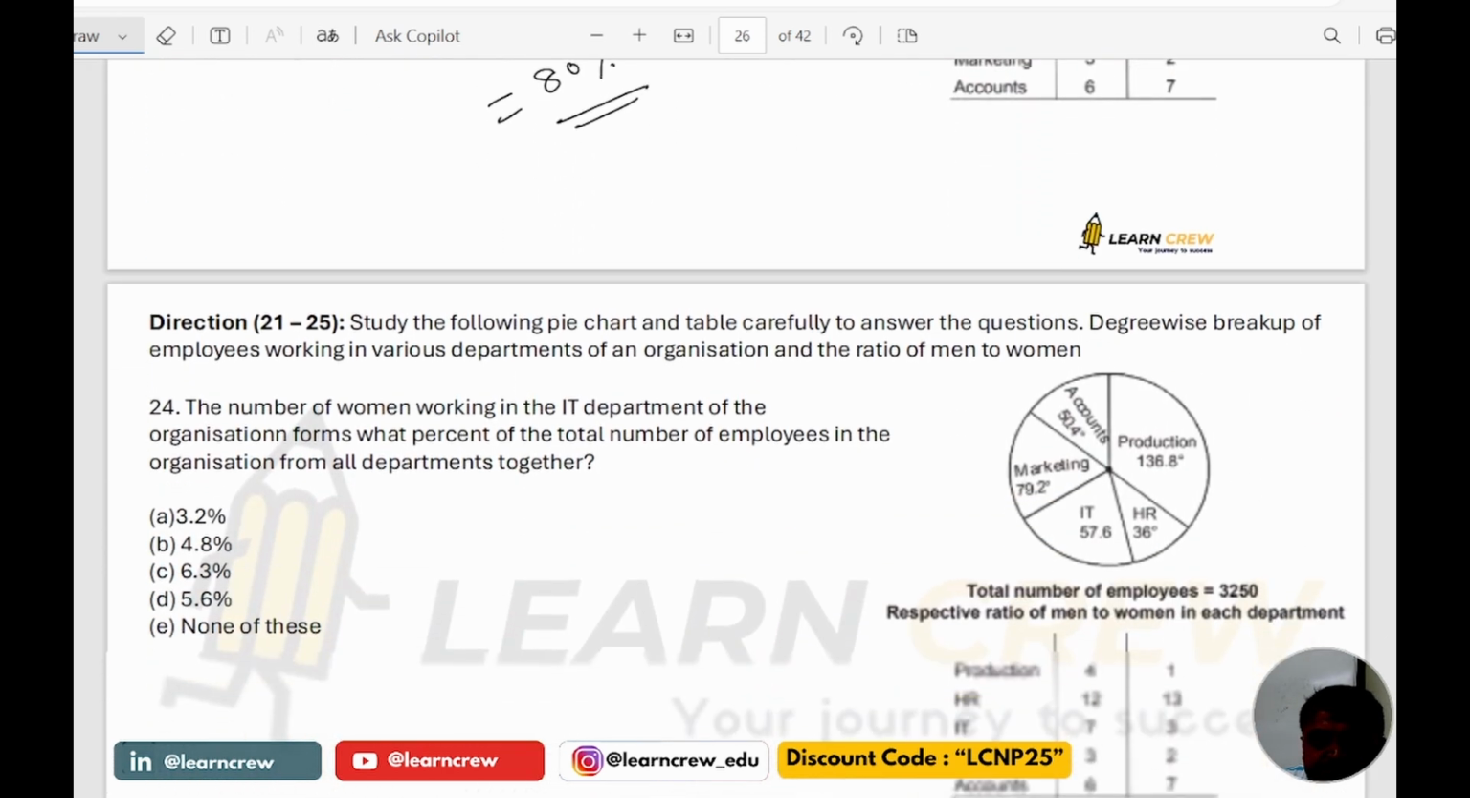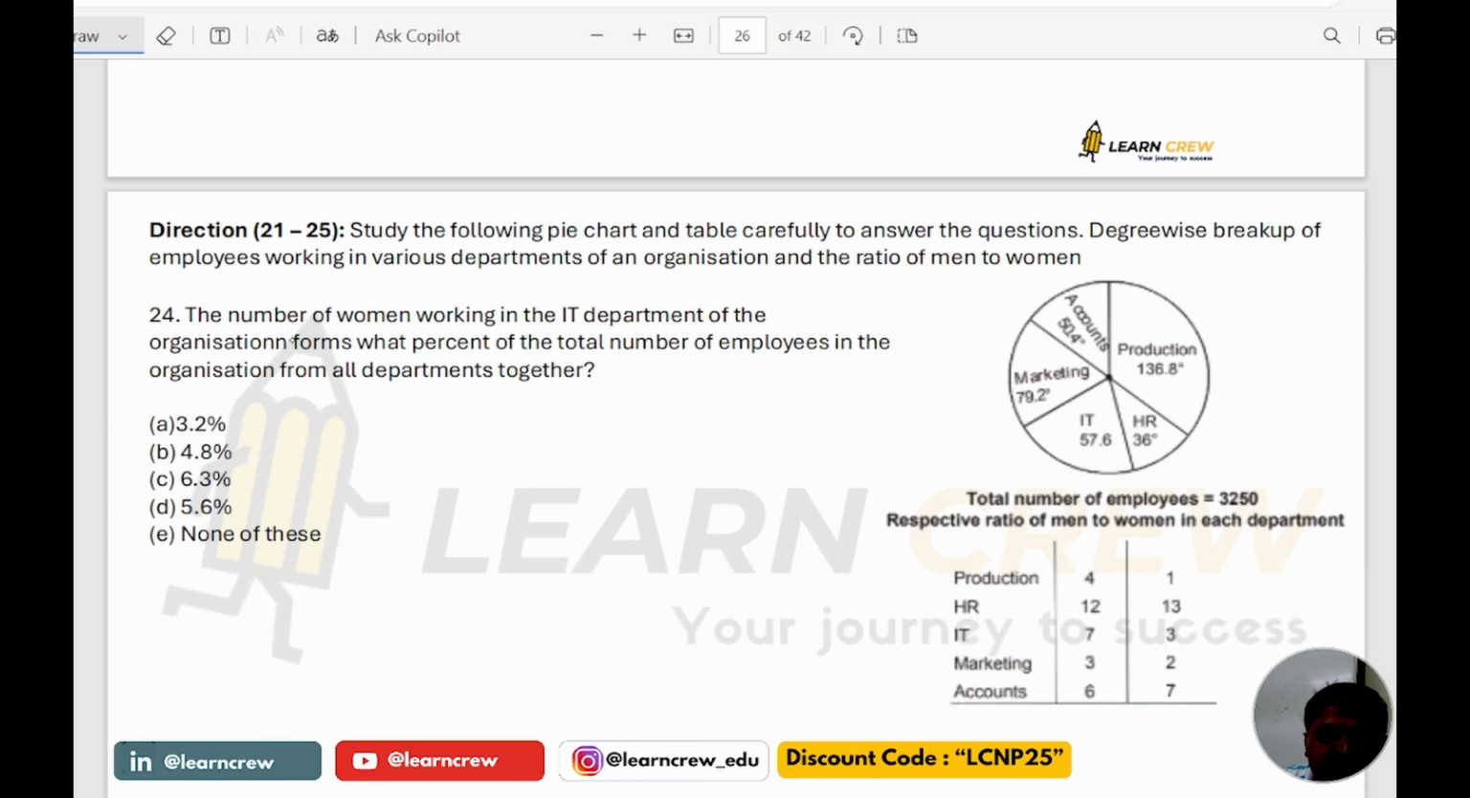Next. Please observe here. Number of women working in the IT department of the organizations forms what percentage of the number of employees in the organization of all the departments together? All departments together. Number of women working in the IT department. Number of women working in the IT department is how much? 3 by 10. IT is 57.6.